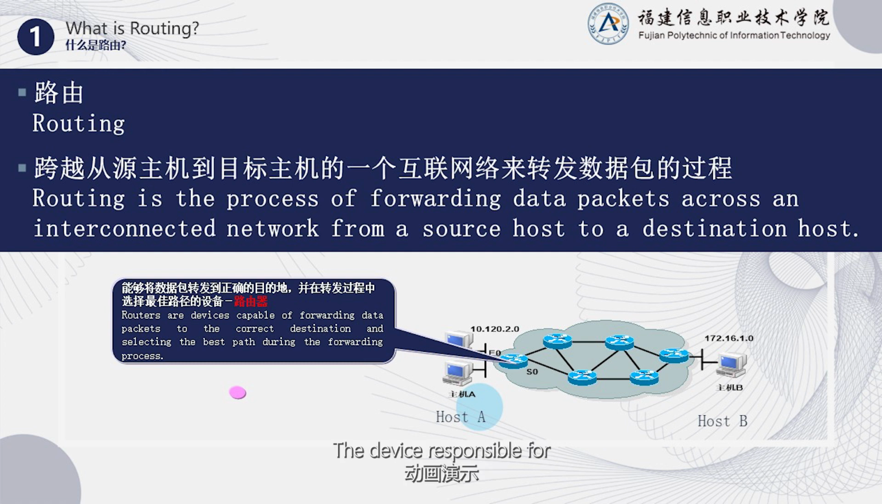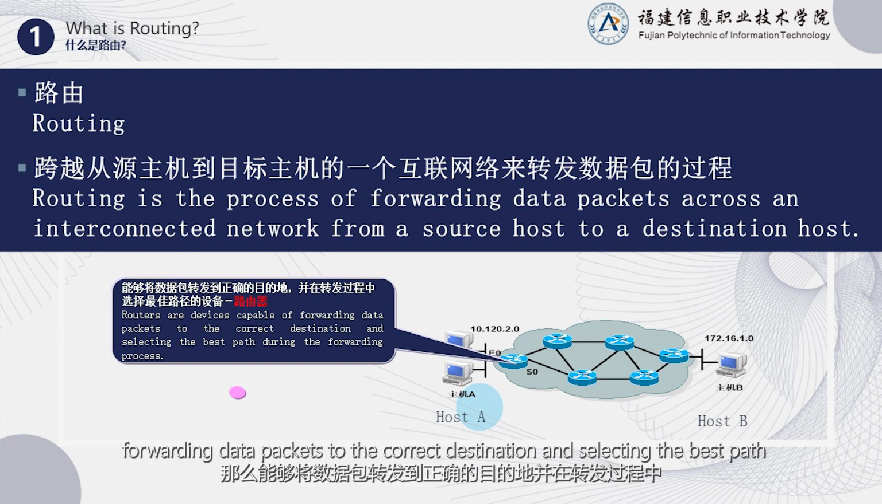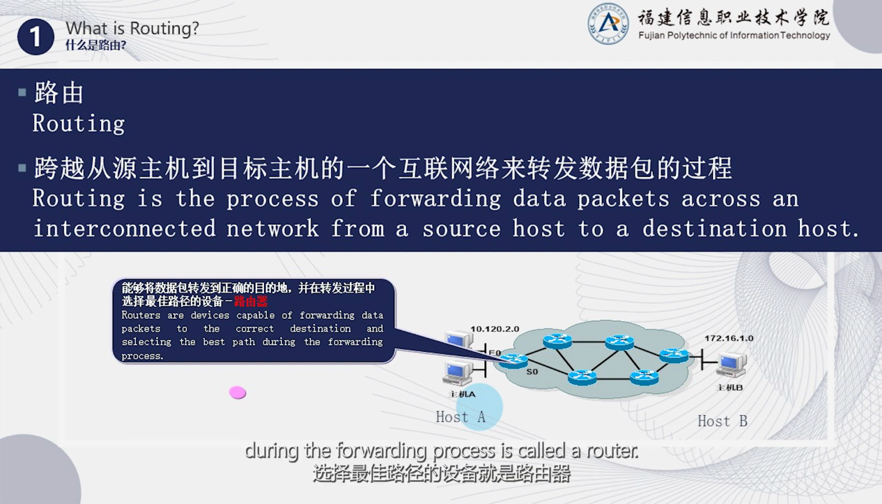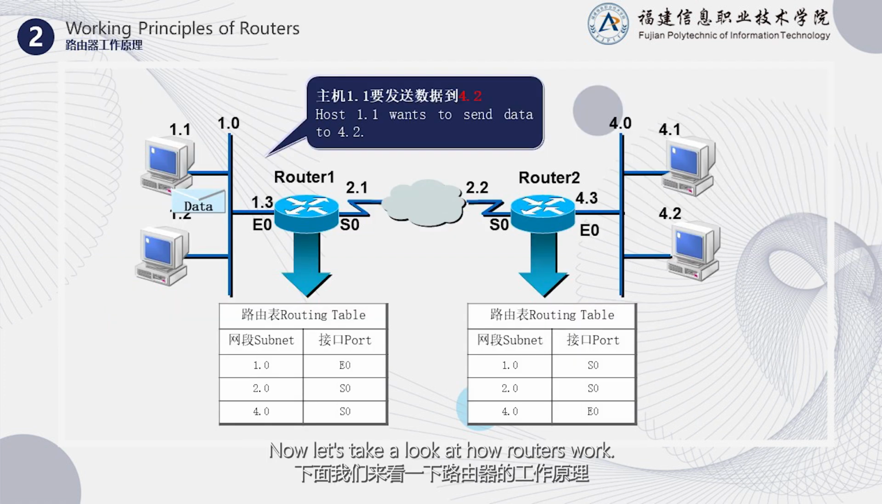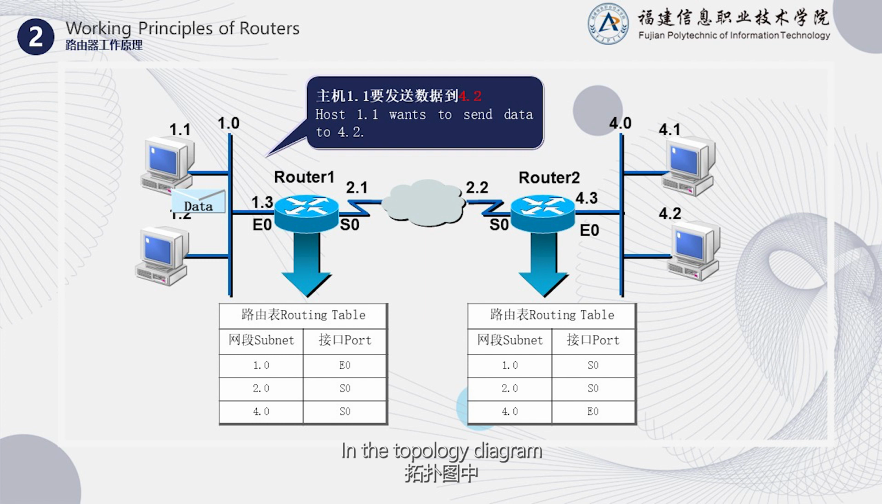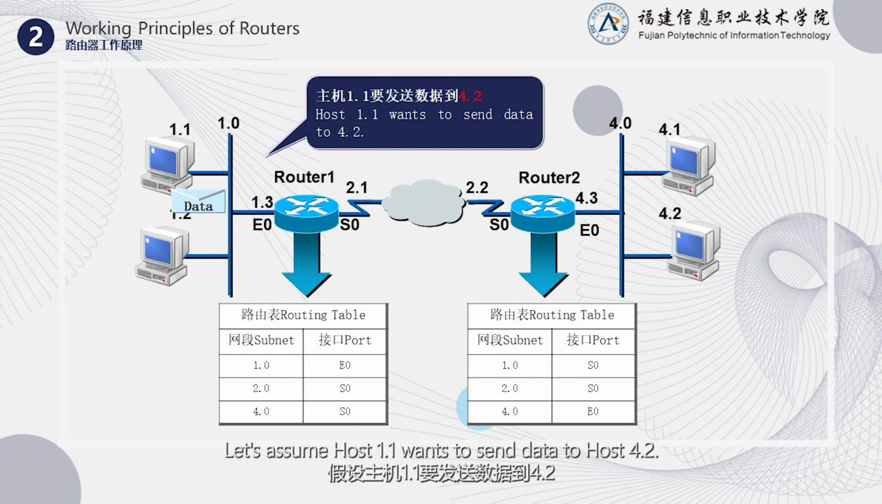The device responsible for forwarding data packets to the correct destination and selecting the best path during the forwarding process is called a router. Now, let's take a look at how routers work. In the topology diagram, there are 4 PCs and 2 routers. Let's assume host 1.1 wants to send data to host 4.2.